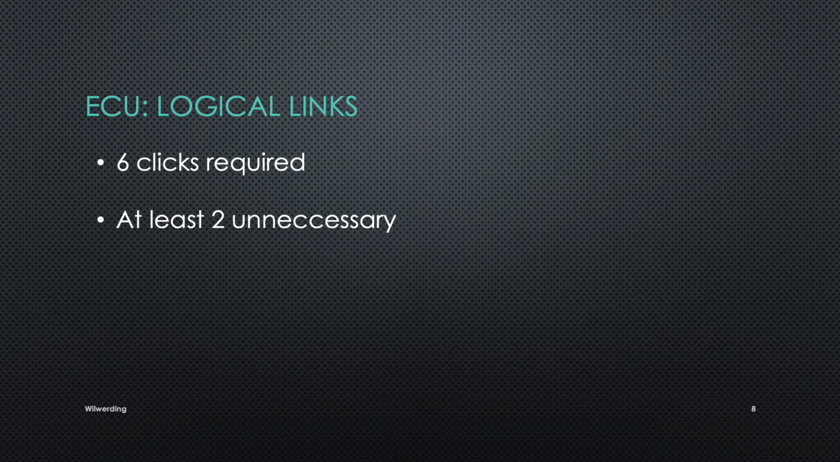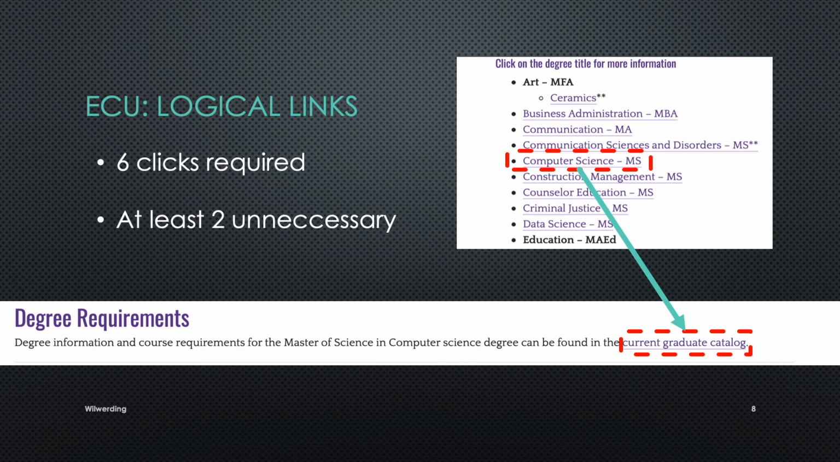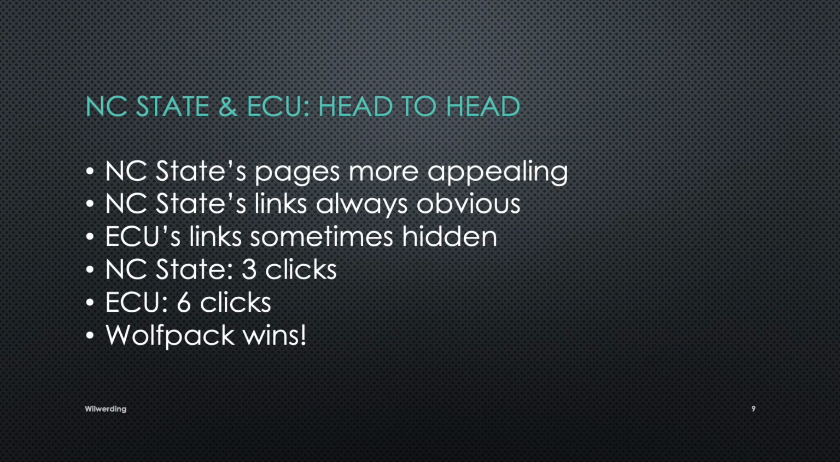In total, it took 6 clicks to get to the place I needed to go. It seemed that a few of these links were unnecessary or even misleading. The link for computer science in the list of degree options should have gone straight to the page containing the degree requirements. This would have cut 2 links out of the process. In short, the links did not flow in a logical manner.